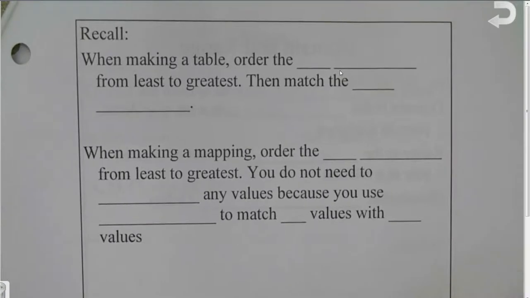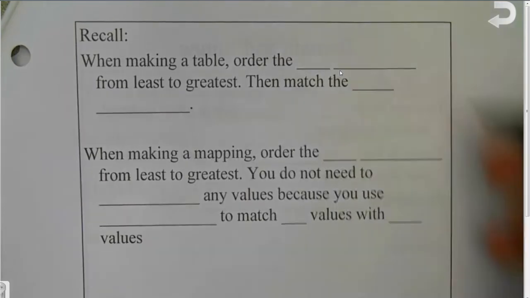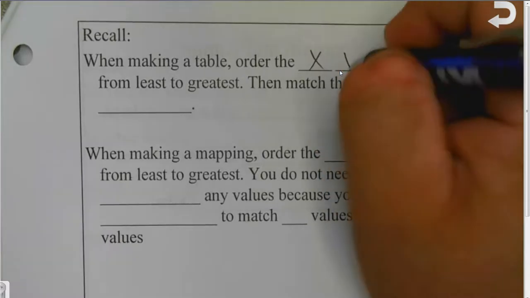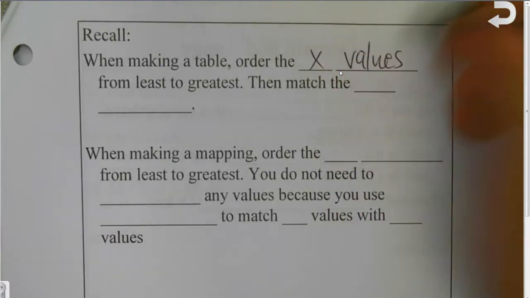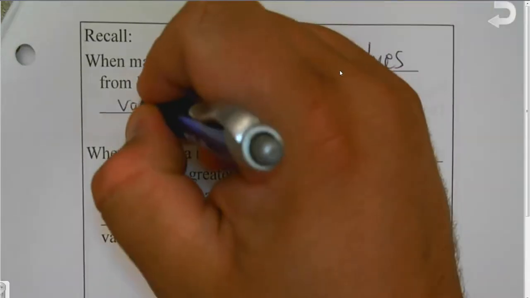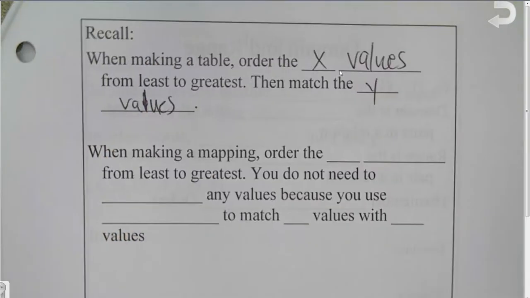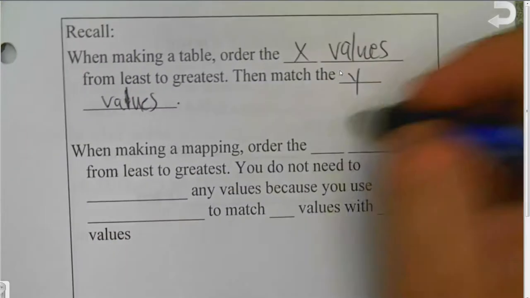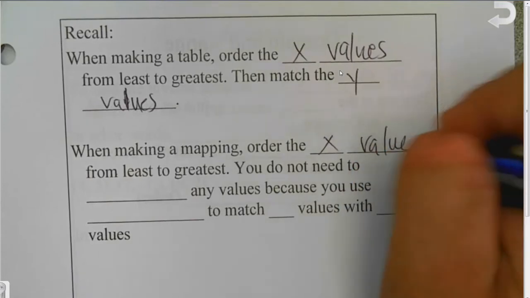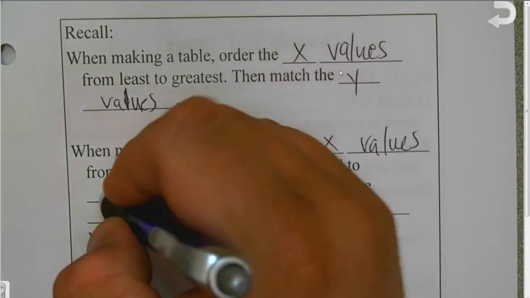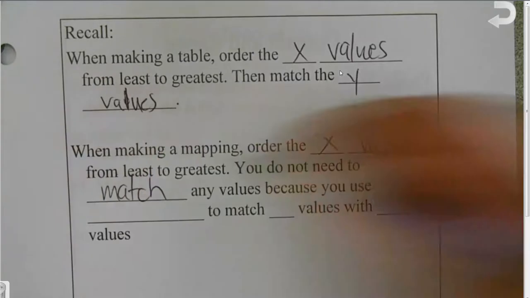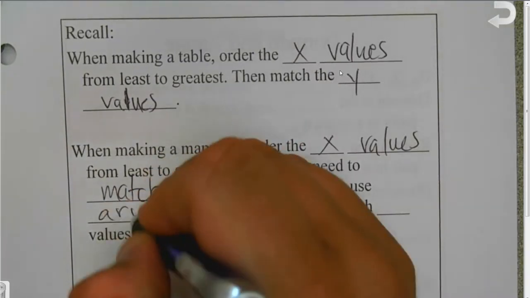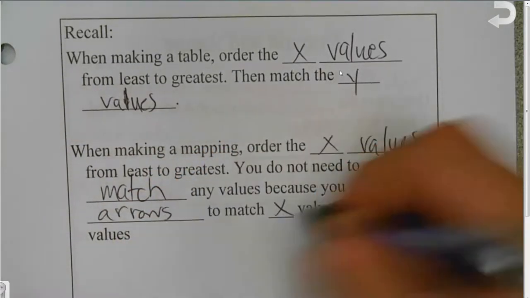We're also going to talk about how we look at a set of ordered pairs. And remember, we did this when we did functions. So when you make a table, you order the x values from least to greatest. Then you match the y values to that. When you make a mapping, you order the x values from least to greatest. You do not need to match any values because you use arrows to match the x's and the y's.